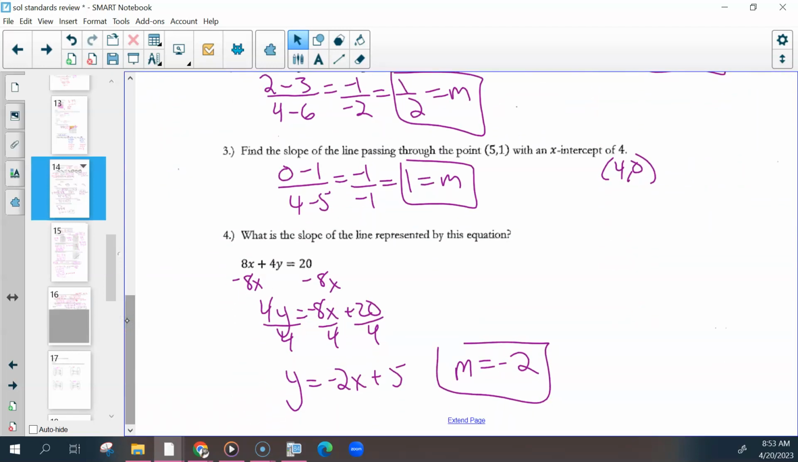Number 4 asks about the slope. So if you subtracted 8x, divided everything by 4, your slope was negative 2.